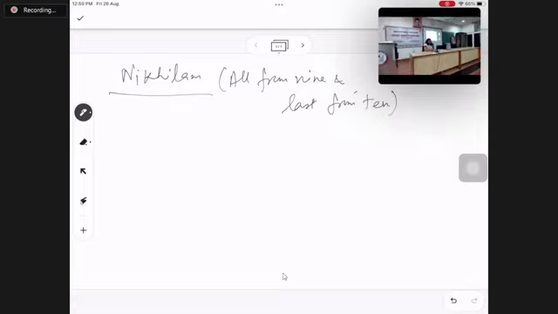So suppose I have a number, say 2, 7, 8, 9, 5, 4. How do we find the Vinculum of this? You subtract all from 9 and the last from 10. So this is 10 minus 4 is 6.